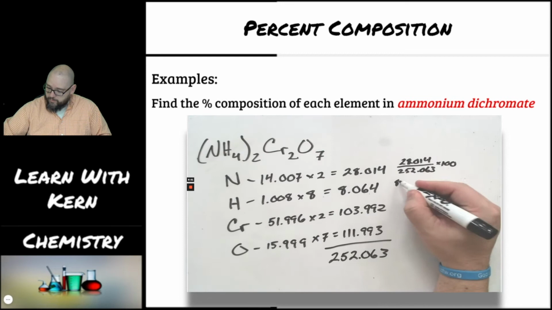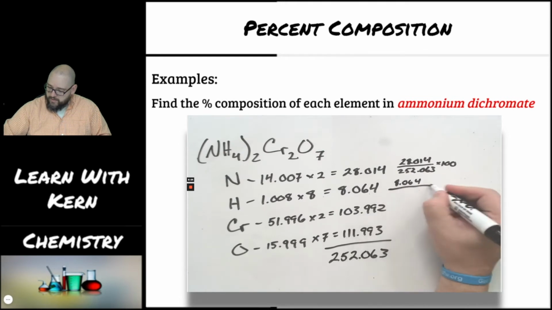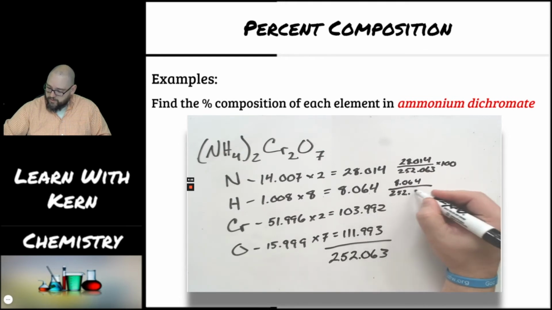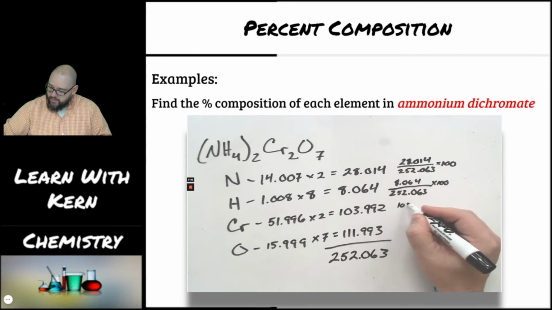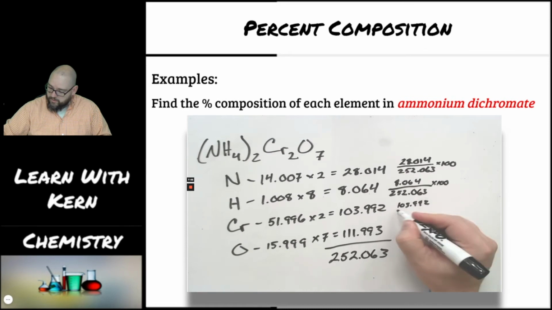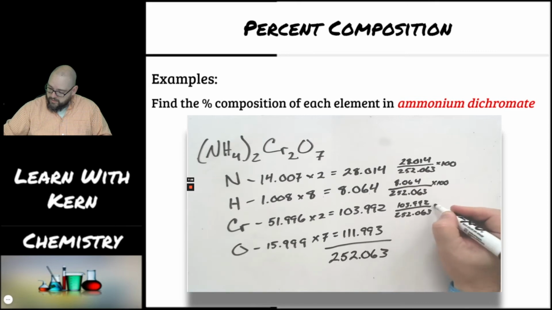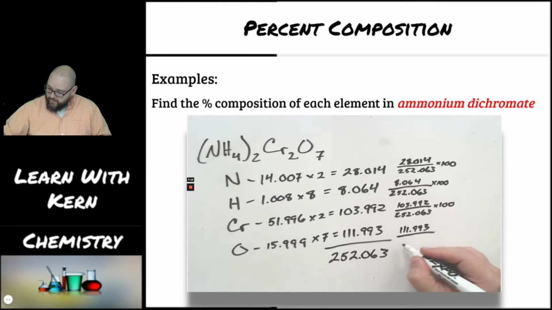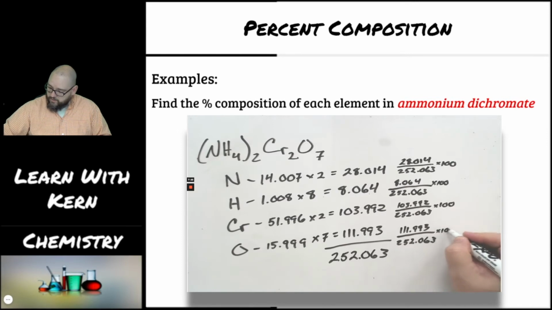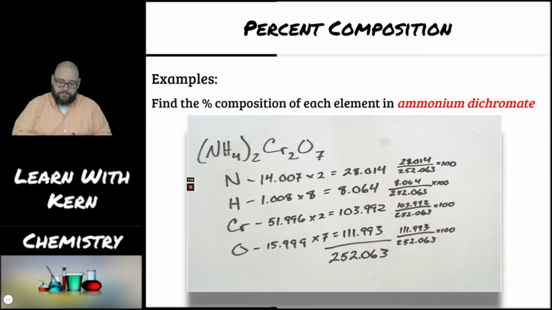So I have my 8.064 divided by 252.063 times 100, and 103.992 divided by 252.063 times 100, and 111.993 divided by 252.063 times 100. So I do that for all of these, and that gives me my percentage.